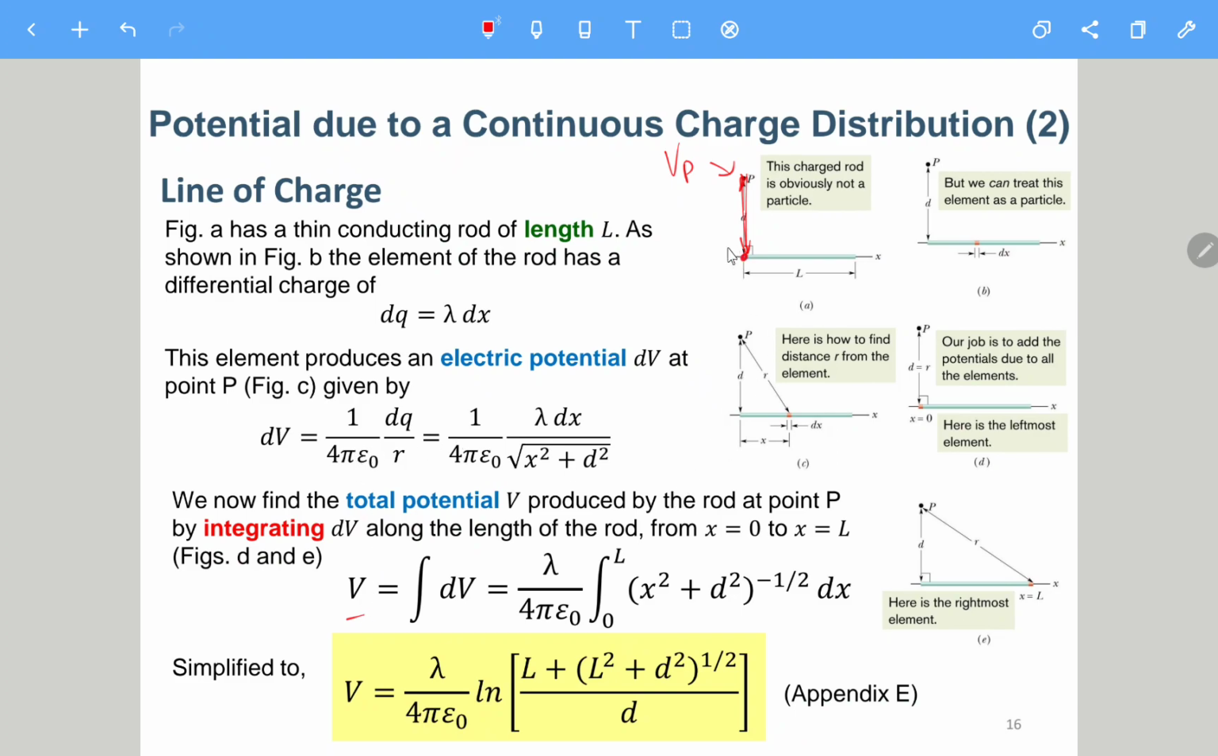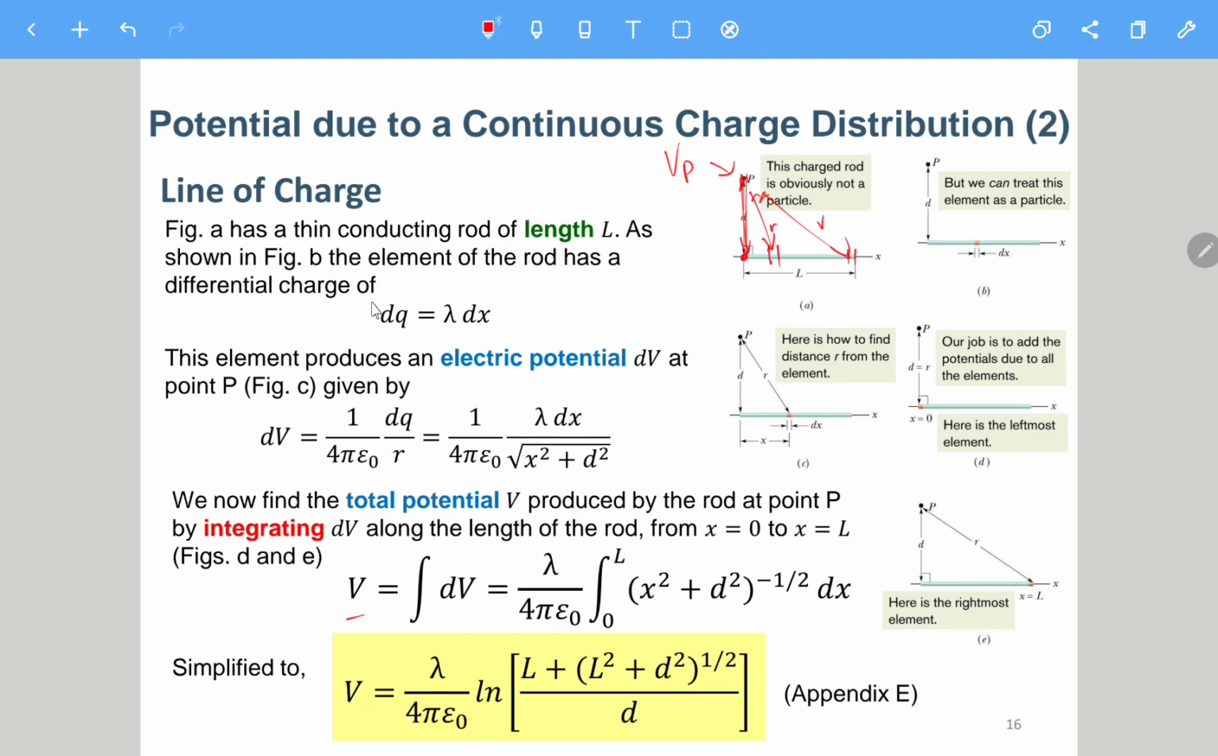Okay, so for example, for this part and that part, of course the charge is uniformly distributed, so dq is uniform, but the distances are not the same. For this one, r is smaller. For that one, r is larger. So dq over r is not uniform, so we need to use the integration to do so.